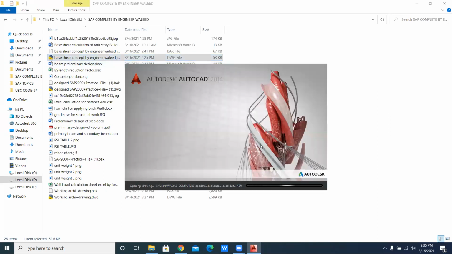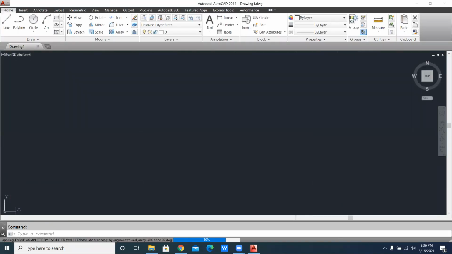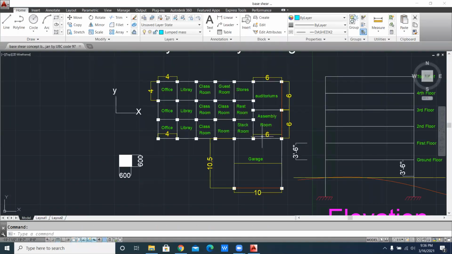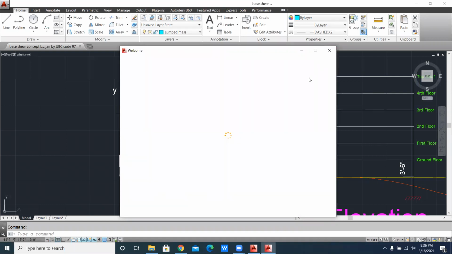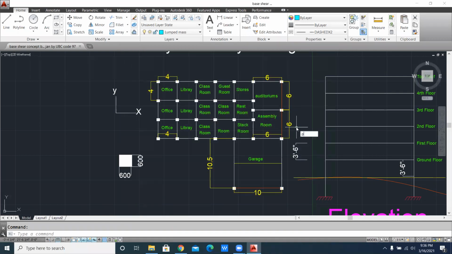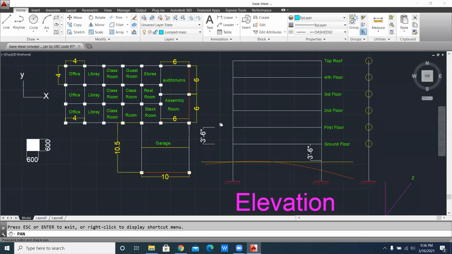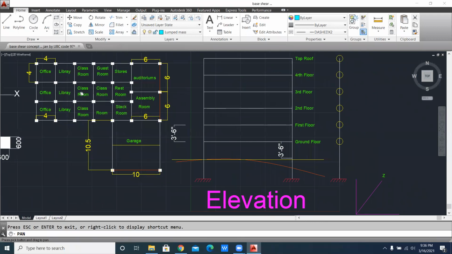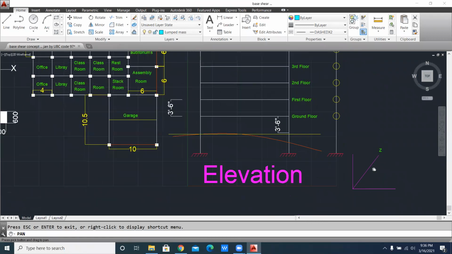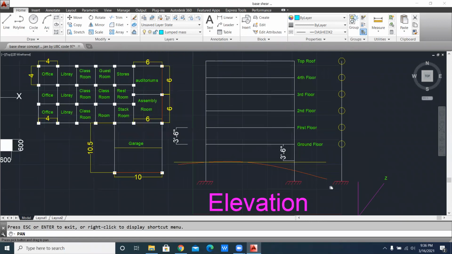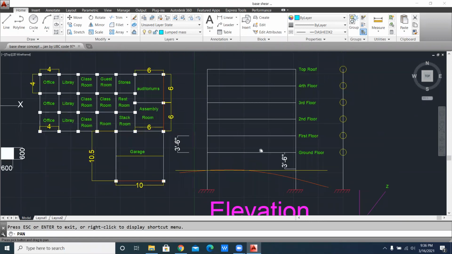So I have designed a simple sample for you, so that you can understand what seismic load analysis basically is. Whenever you design a major building, this is the elevation. This is your x-axis, this is the y-axis, and this one is your z-axis. That is your height.